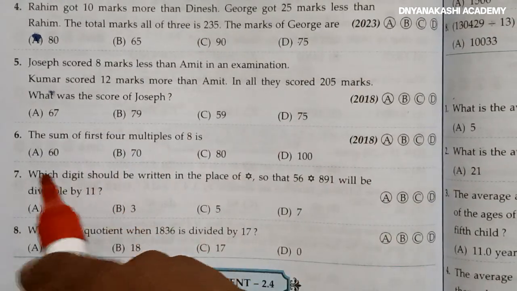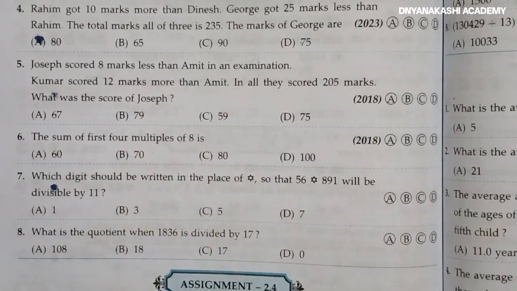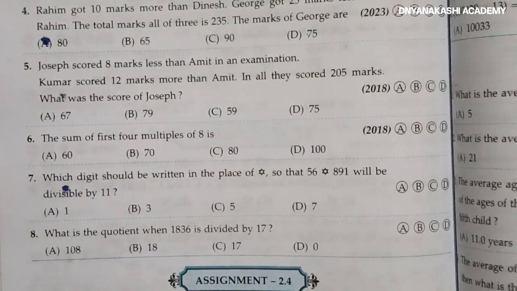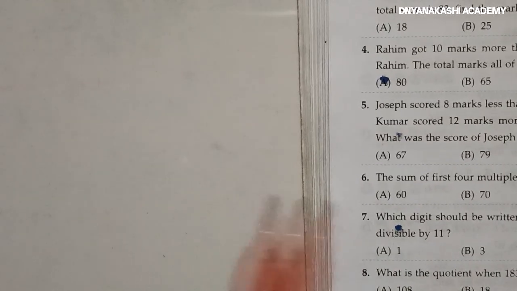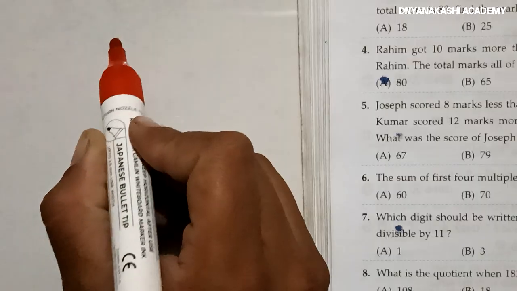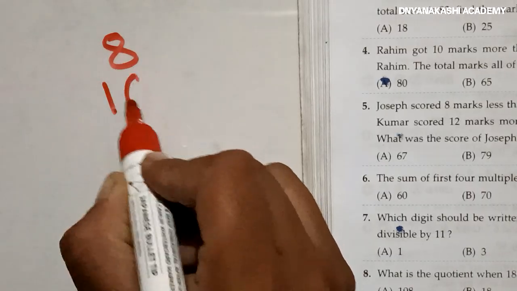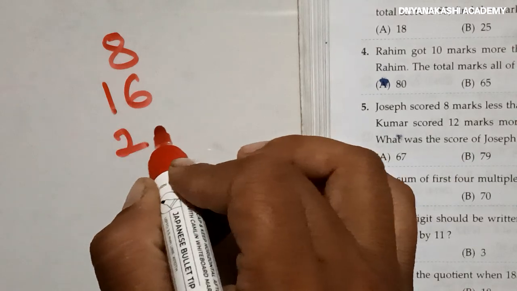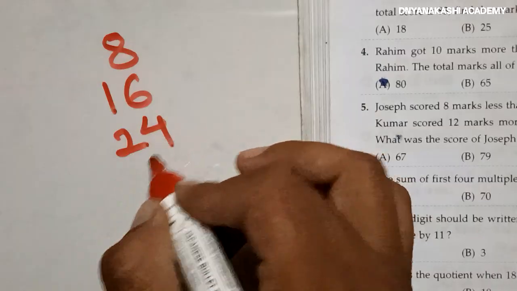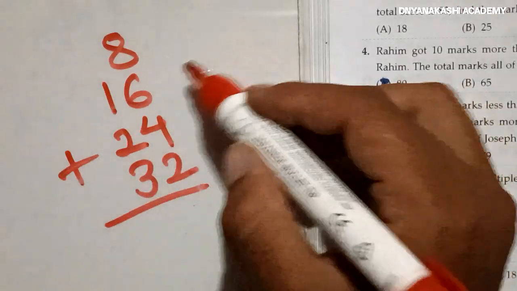And the next question is the sum of the first 4 multiples of 8. First 4 multiples means we already know the table of 8. The first multiple of 8 is 8, the second multiple of 8 is 16, the third multiple of 8 is 24, and the fourth one is 32.